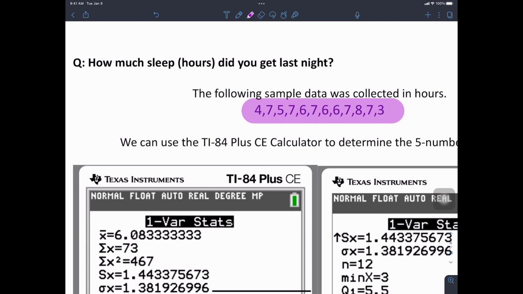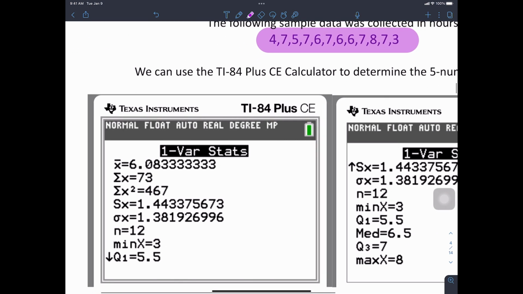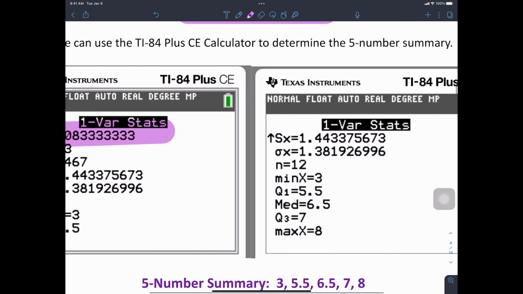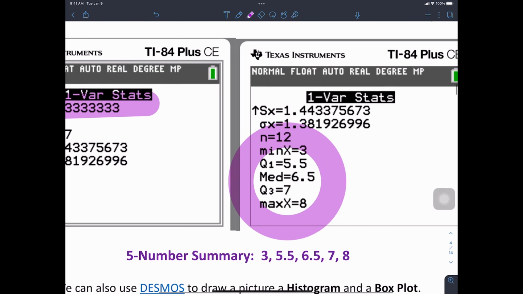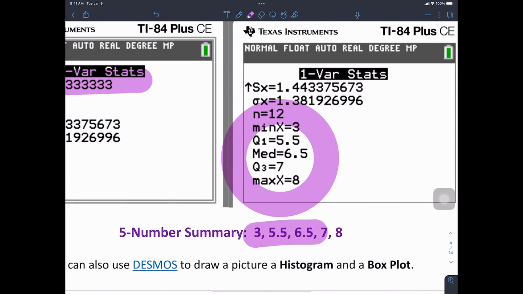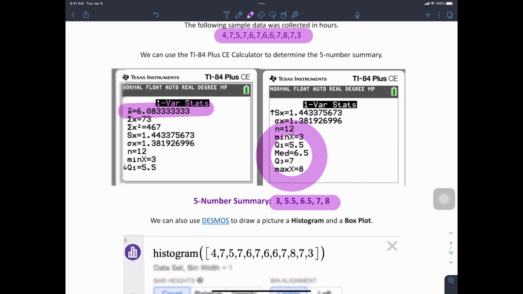What happened with the TI calculator and the 5-number summary? Well, the mean was 6.1, by the way. And then here you go. This is your 5-number summary. Is that true? And then I summarize it here. Here's the 5-number summary. I got that in the TI. You guys know how to do that.